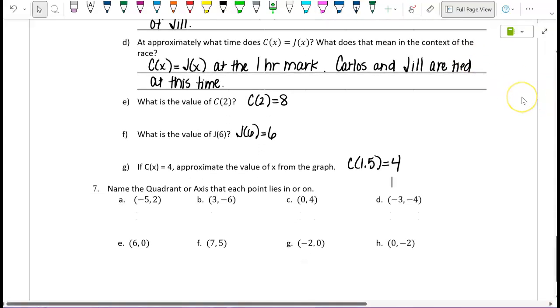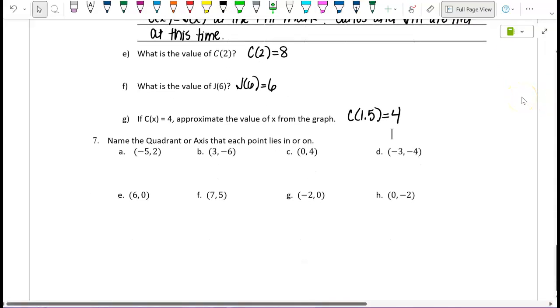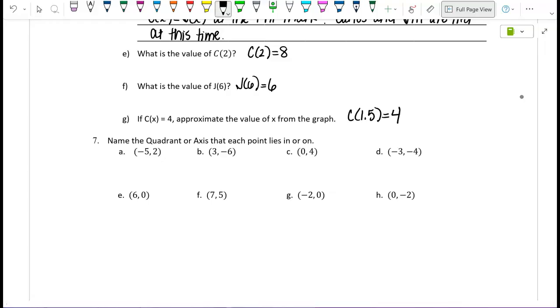And then the last questions ask to name the quadrant or axis that each point lies in or on. Just a quick little reminder of how the axes work. Quadrant 1 starts in the upper right, then we go counterclockwise for 2, then 3, then 4. And obviously if it's on an axis, it's not in a quadrant.